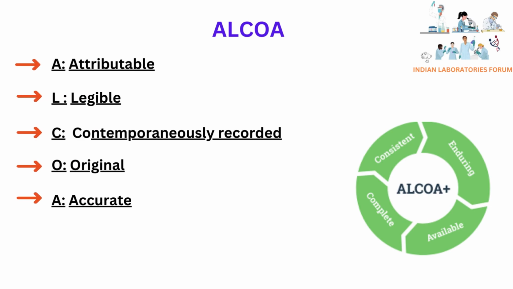What is ALCOA? A refers to attributable. L refers to legible. C refers to contemporaneously recorded. O refers to original. A refers to accurate.